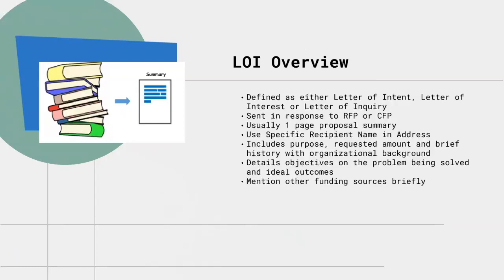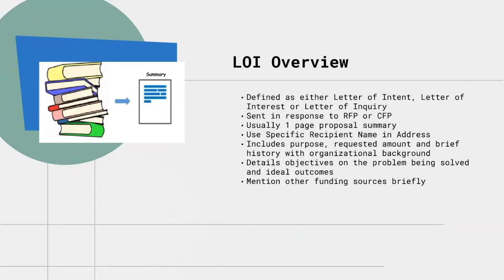When you're putting together an LOI, you're going to be including the specific recipient's name in your address. So instead of saying "Dear Madam" or "Sir," you're going to say "Dear AT&T Foundation" or "Dear 24th District Court." Whatever the grantor's name is, you're going to include that in order to cater to them in this LOI.